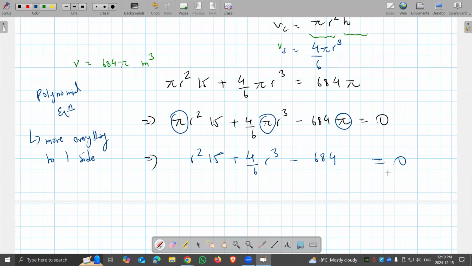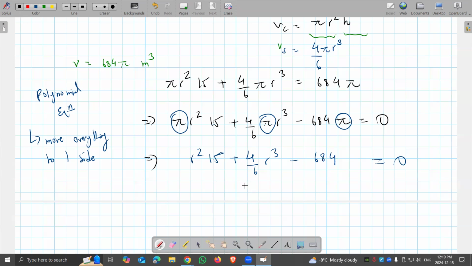What's the power? Degree just means power, right? What's the highest power? It's 3. So it's not 2. So you can't factor your way out of this. For a third degree polynomial, the way we do it, this is for higher degree polynomials.